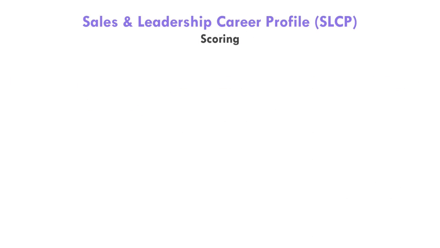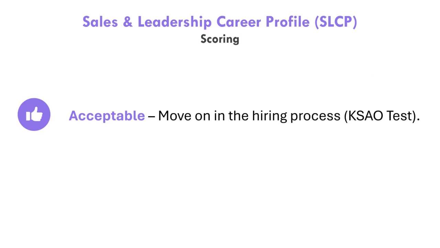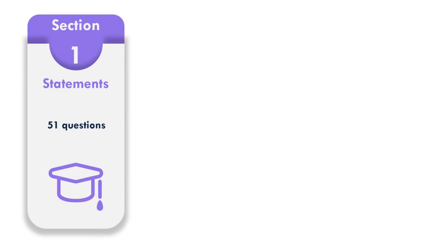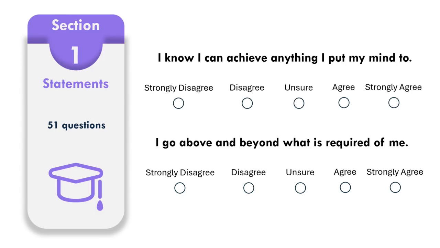If your profile and the ideal agent profile align well, you will get an acceptable score and move on in the hiring process. If not, you'll get an unacceptable score and will have to wait for 12 months before retesting. To determine how well you align with the ideal State Farm agent profile, the test uses around 130 questions across 8 sections.